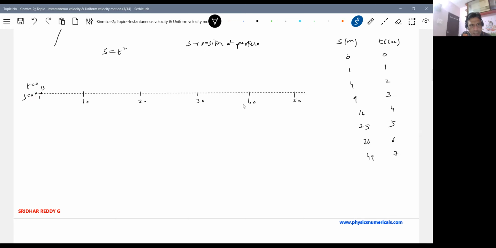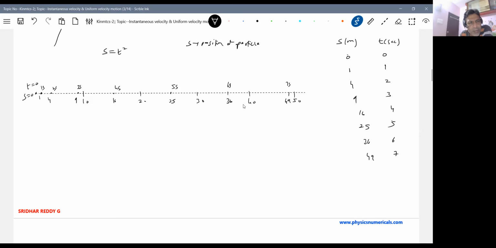At t equal to 2 seconds, it will be at a distance of 4 meter. T equal to 3 seconds, it will be at a distance of 9. 16, it will be here. 25 at 5 seconds, 36. 49, it will be here. Look at now. In first 1 second, it will cover 1 meter. Next 1 second, it will cover more distance. Okay, this is no problem.